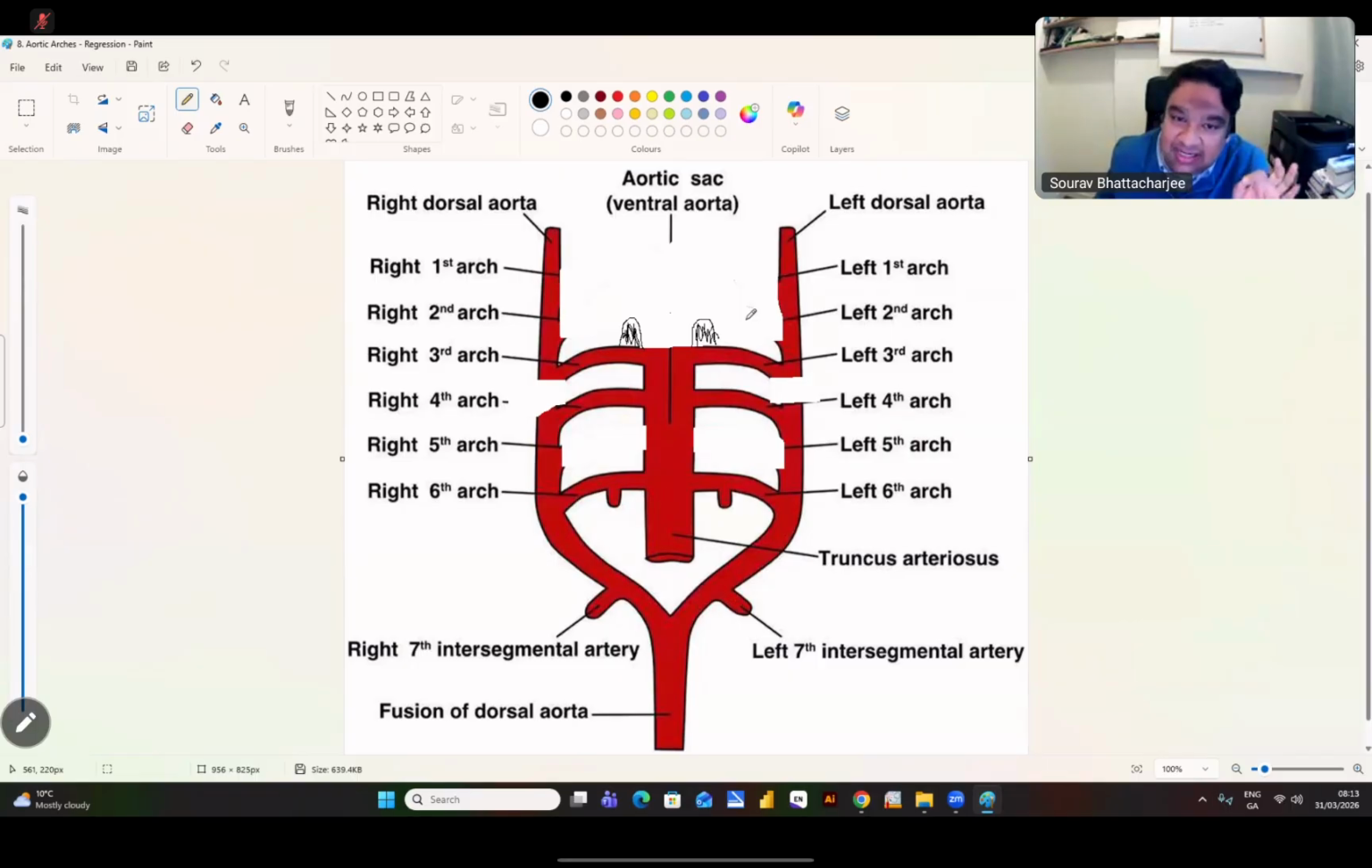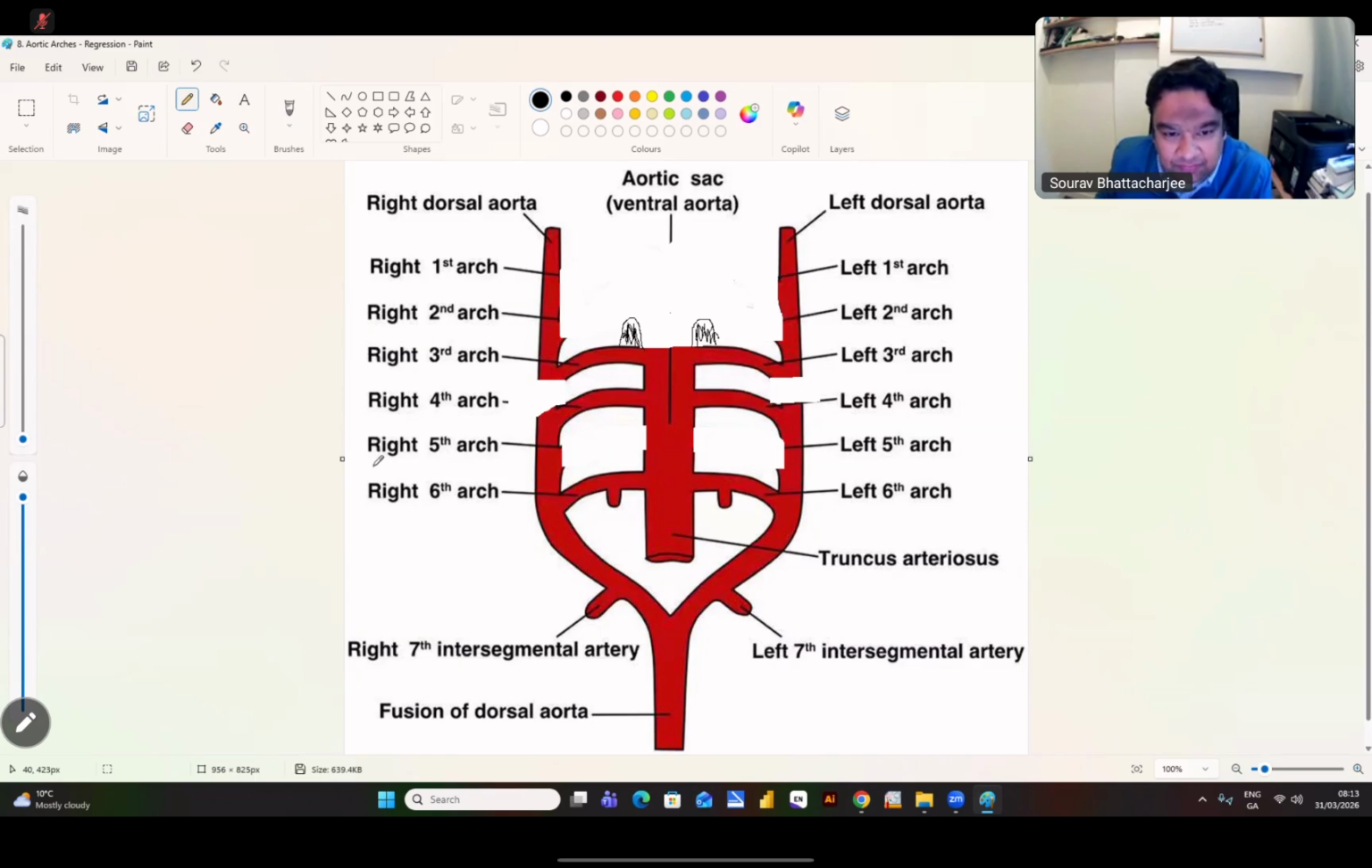So if you are asked in exam, and when we were students, we were asked many, many times, which aortic arch does the internal carotid artery develop from? Your answer is the third arch. Now, so this has already developed. Now we are remaining with all this.